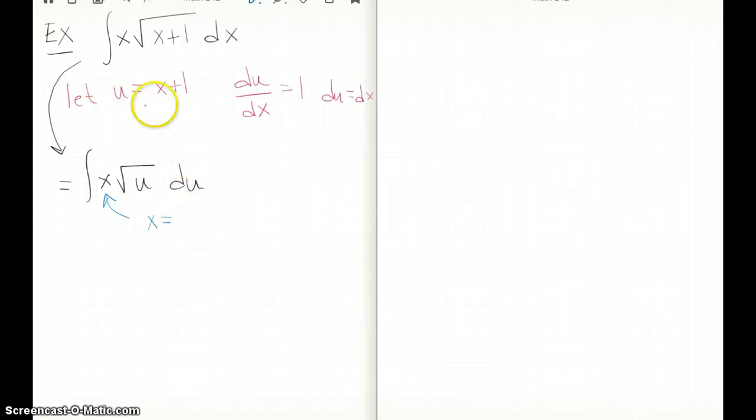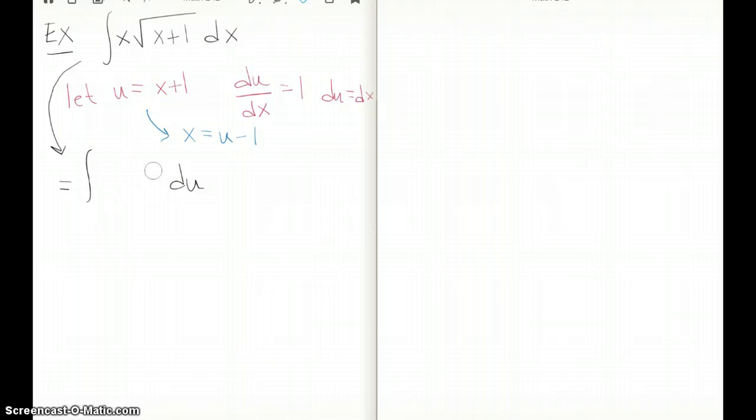Well, that's true. We do. We have this right here: u is x plus 1. Well, wait a minute. If u is x plus 1, doesn't that mean that x is equal to u minus 1? Aha! Yes, because that's how they're related, right? u is x plus 1, so x is u minus 1. Subtract the 1 over. Aha! Great.